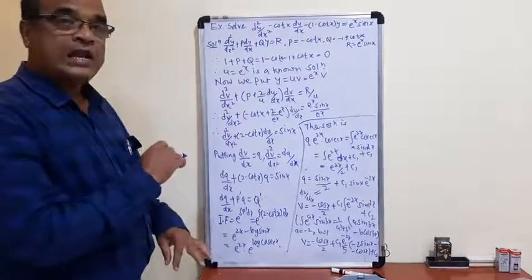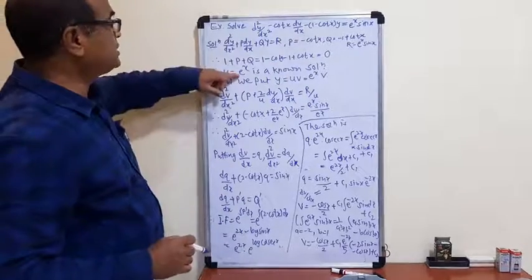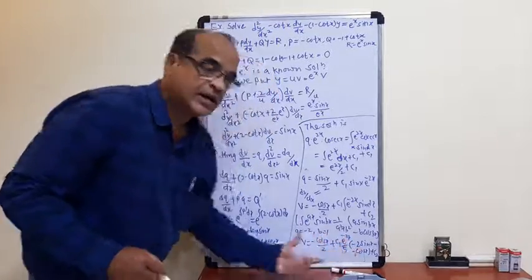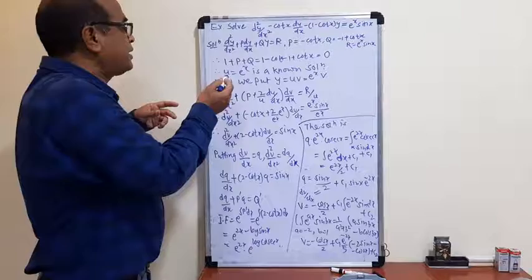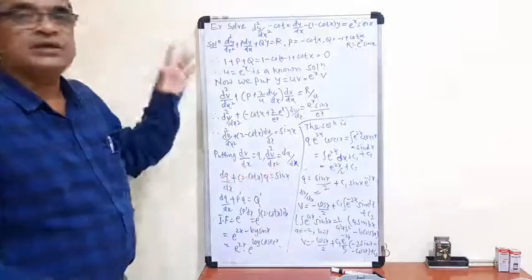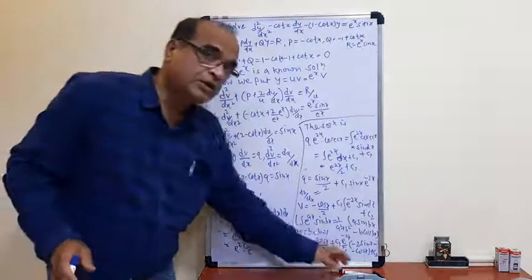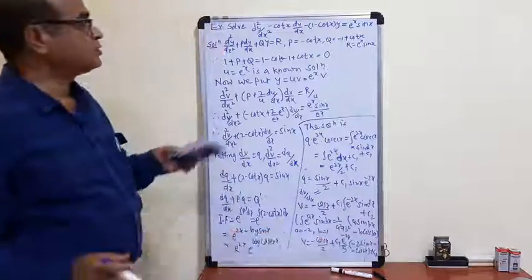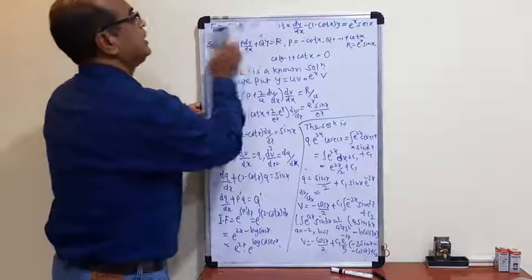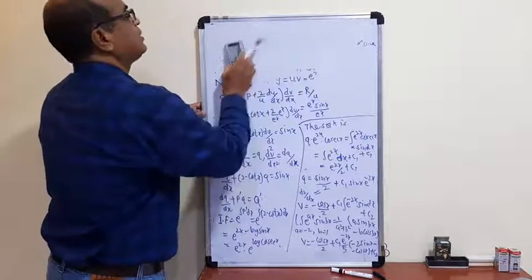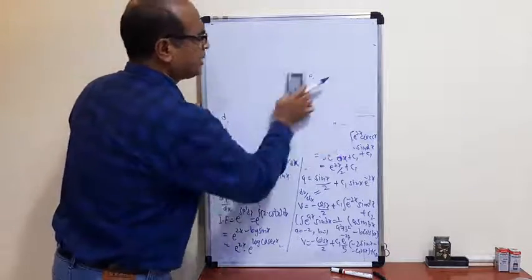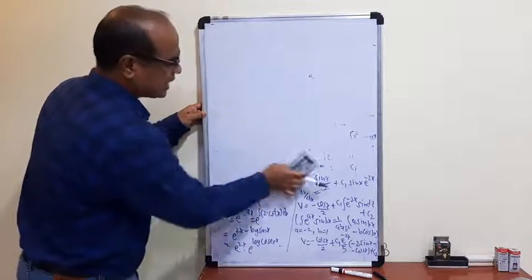So putting the values of u and v, what is u? U is e raised to x. What is v? V is this. Putting both values of u and v, we get the complete solution of the given differential equation. So these are very simple examples. If you remember some formulas here, then you can solve such examples easily.